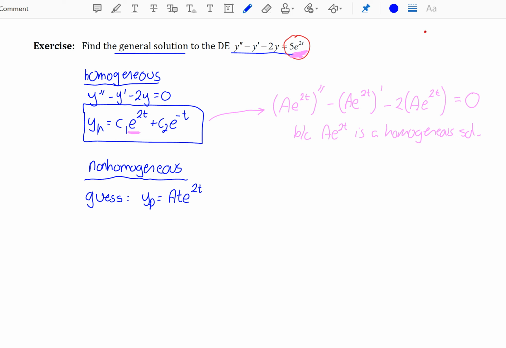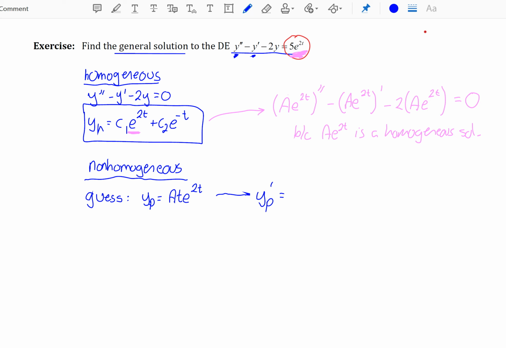Now this time I'm going to do my algebra a little bit differently. I'm going to go ahead and find my derivatives now. We know we're going to be substituting this in for y double prime and y prime. So let's just go find our derivatives now. So let's look for yp prime.